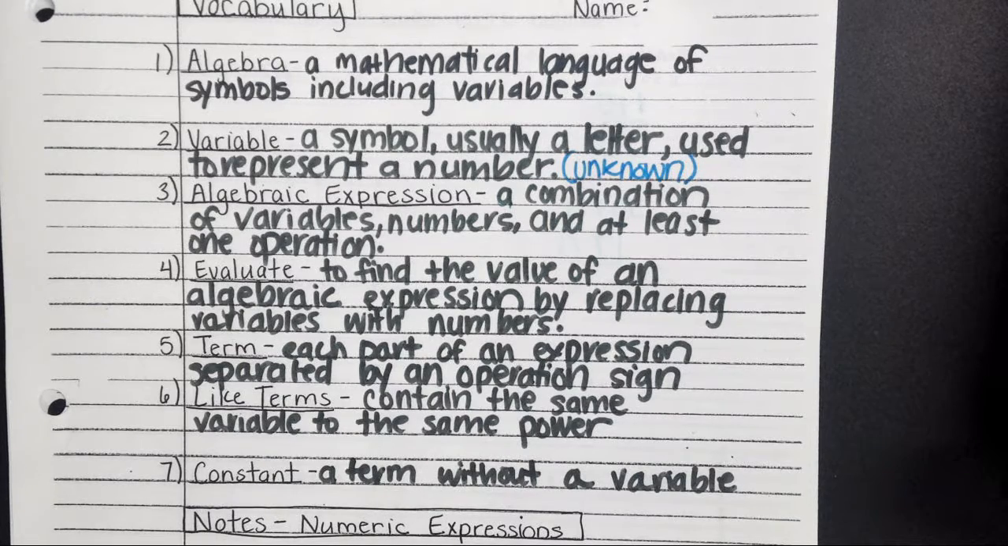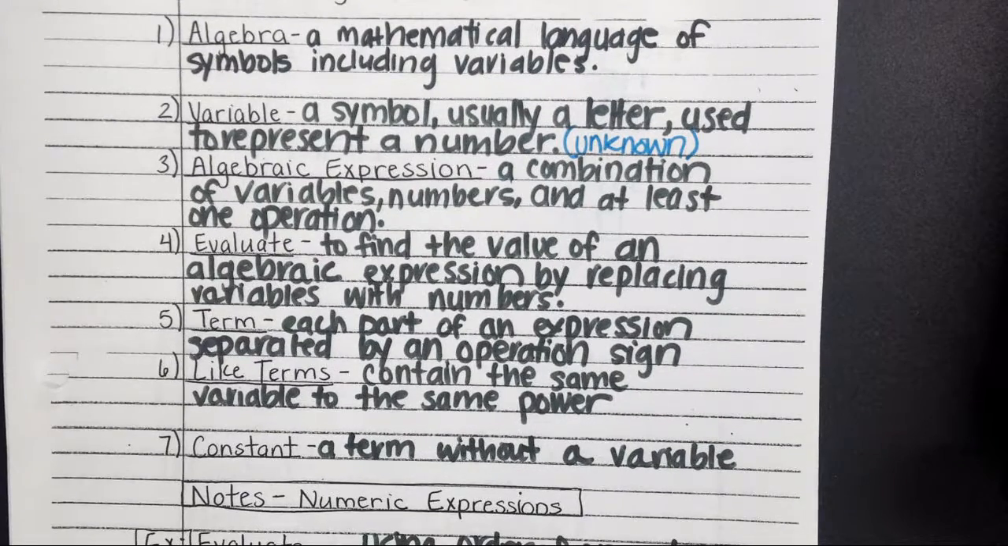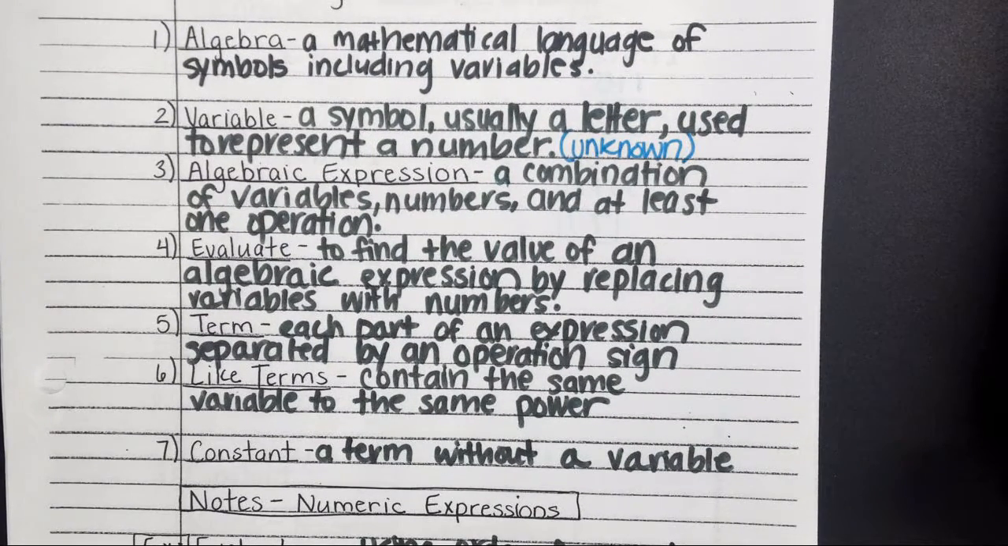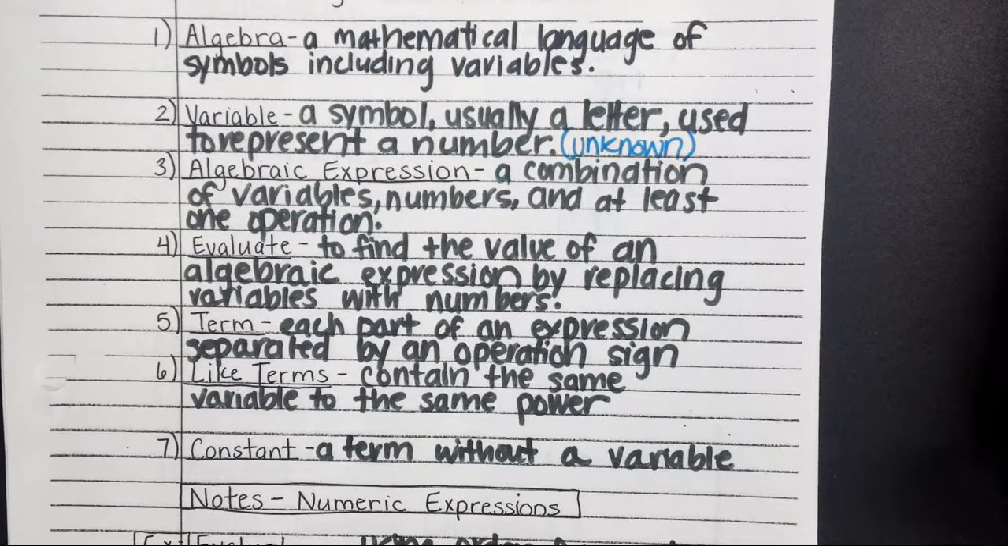Of course, evaluating means to solve, but when we're talking about algebra, when we evaluate something, we're also going to be substituting numbers for our variables. Okay? A term. If I had the expression 1 plus 4, 1 and 4 are your terms. So the same thing will be with algebra. If I have the expression x plus 5, what are my terms? X and 5. It's whatever you're dealing with in your expression that's separated by an operation sign. Okay? So those are terms.